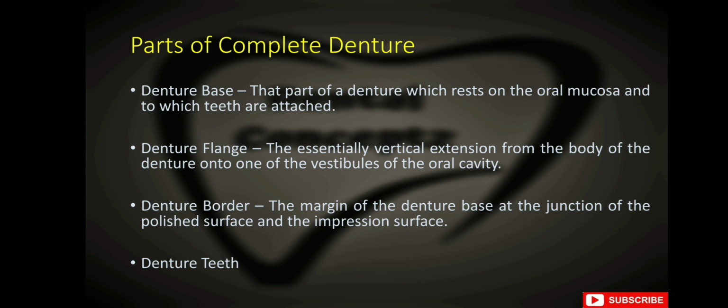What are the parts of a complete denture? A complete denture has a denture base. It is that part of a denture which rests on the oral mucosa and to which teeth are attached. The denture flange is the essentially vertical extension from the body of the denture onto one of the vestibules of the oral cavity. The denture border is the margin of the denture base at the junction of the polished surface and the impression surface, and denture teeth.